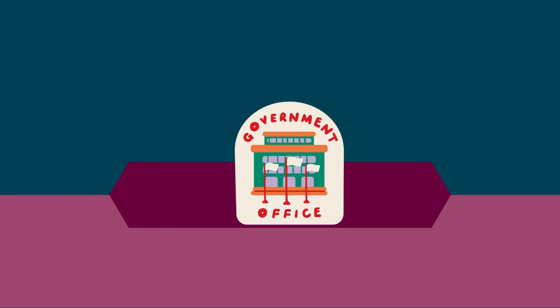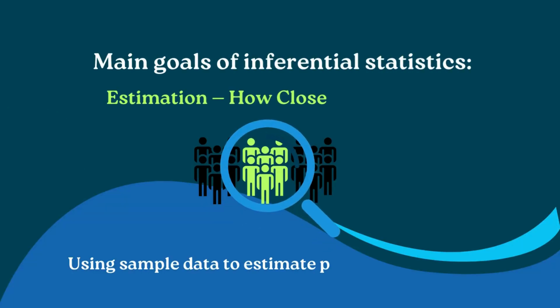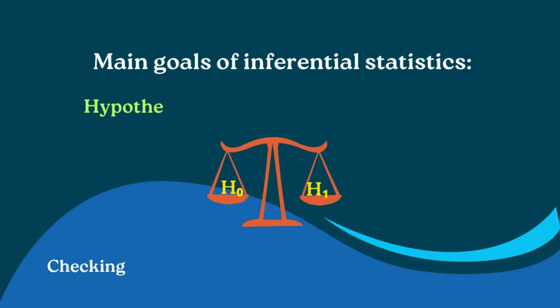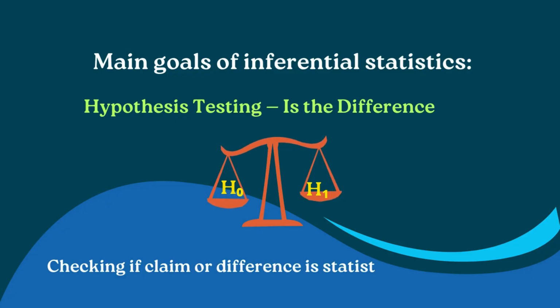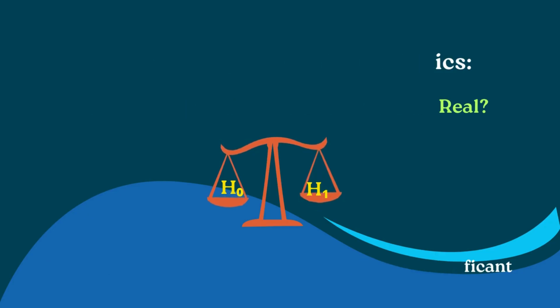Here the challenge is: how do we make sure our sample truly represents the population, and how confident can we be in our conclusions? That's exactly where inferential statistics comes in. The two main goals of inferential statistics are, first, estimation, using sample data to estimate population parameters, and second, hypothesis testing, checking if a claim or difference is statistically significant. Let's unpack both, starting with estimation.